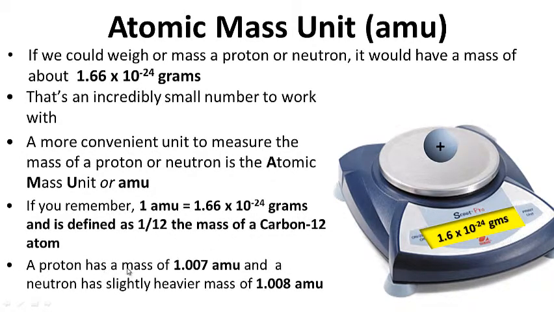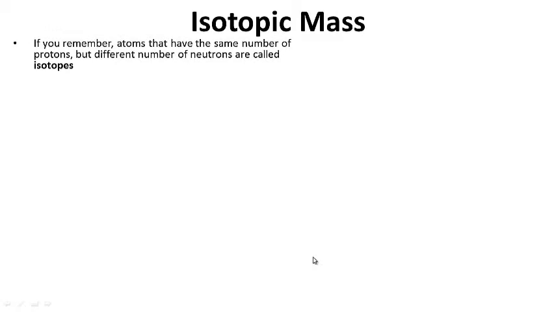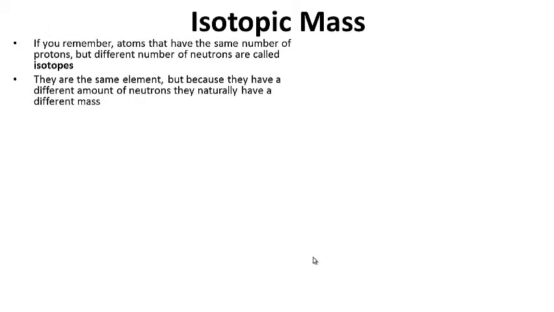So a proton has a mass of 1.007 AMU and a neutron has a slightly heavier mass of 1.008 AMU. But notice they're about the same, okay, but a neutron's slightly heavier. So isotopic mass. If you remember, atoms that have the same number of protons but different number of neutrons are called isotopes. Okay, this should be a review. They are the same element, but because they have a different amount of neutrons, they naturally have a different mass. So isotopic mass is the mass of a specific isotope.